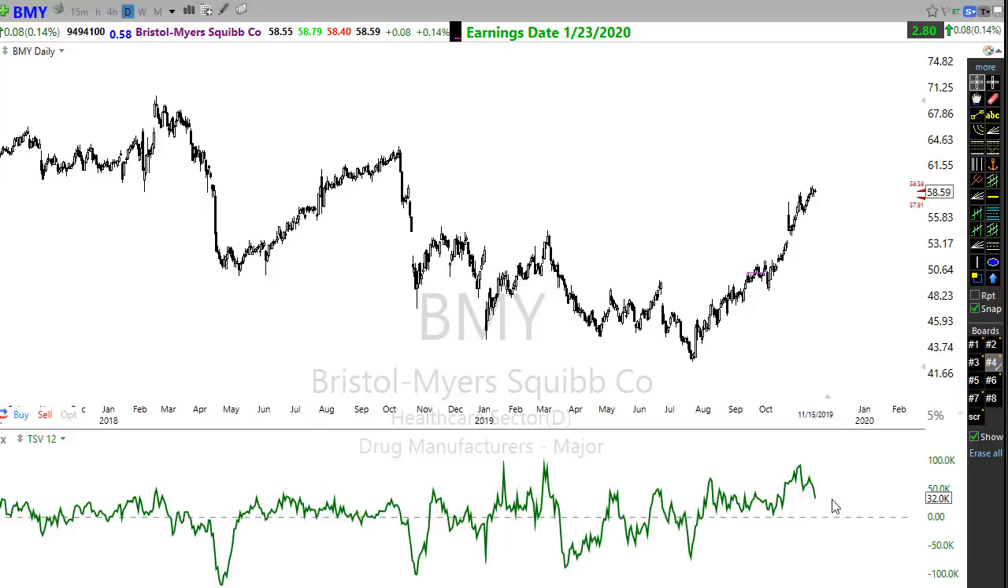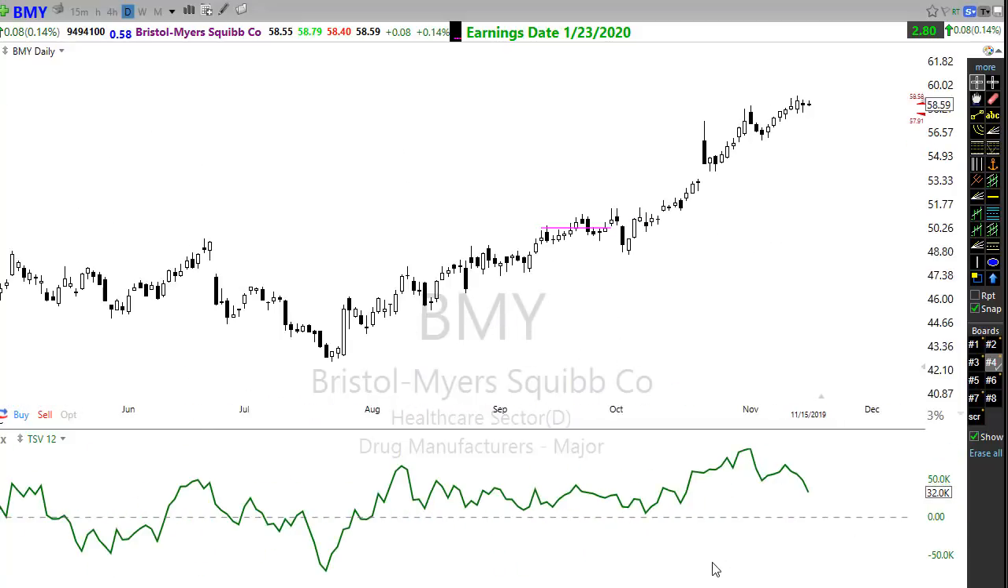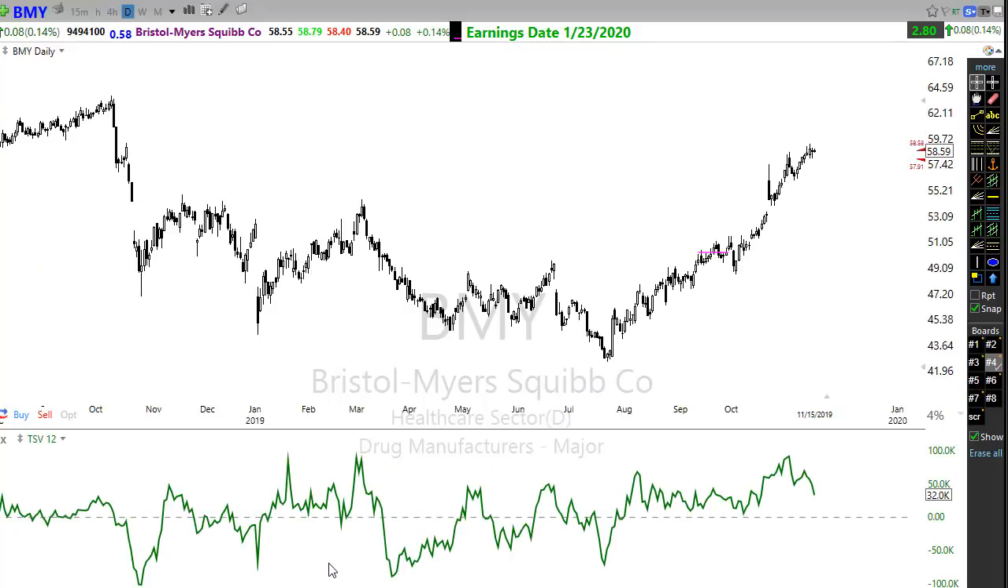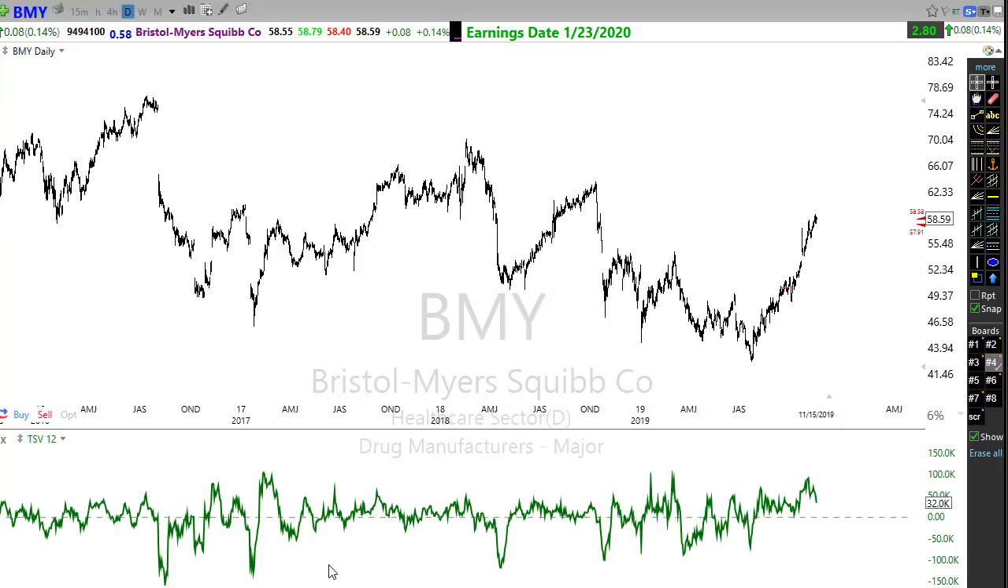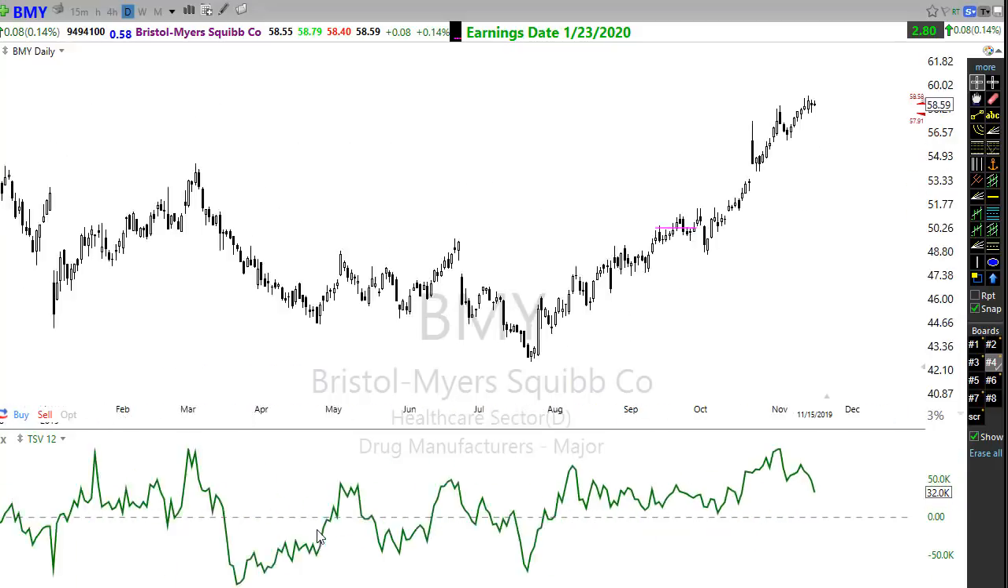Now, time segmented volume is plotted around a zero line. So there's a zero line here, as you can see. Anytime TSV crosses above the zero line, it tells us that money is flowing into the stock. If we are below, it's usually a distribution phase where money is flowing out of the stock.